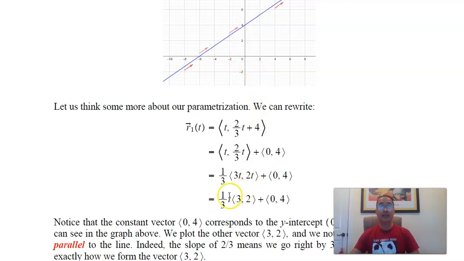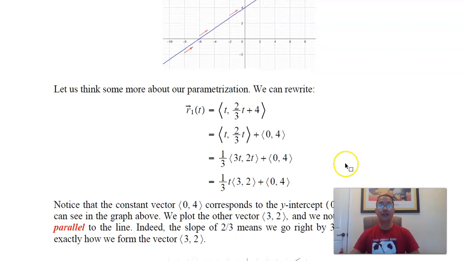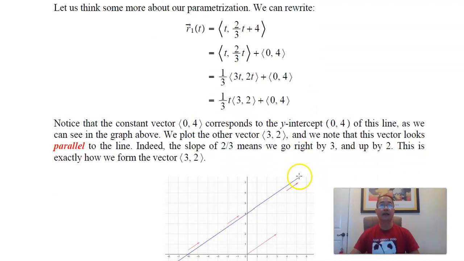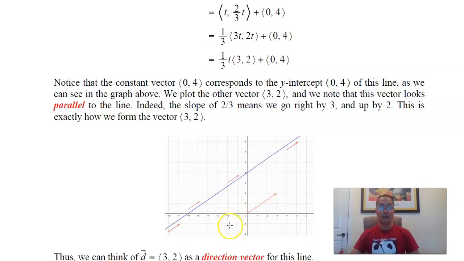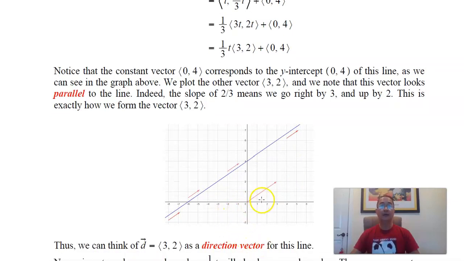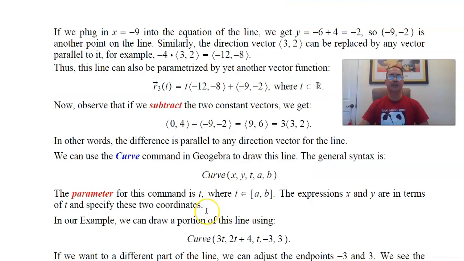Okay, but of course in this case that's a vector, so we can think of this as a direction vector for that line. So we plot that vector in our graph, and we can see, of course, that the line goes in the same direction as our direction vector. All right, so the vector with p next to it, that's the direction of the line, and the constant vector 0, 4, that's the y-intercept.